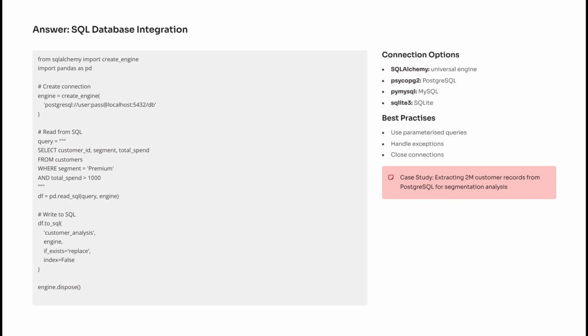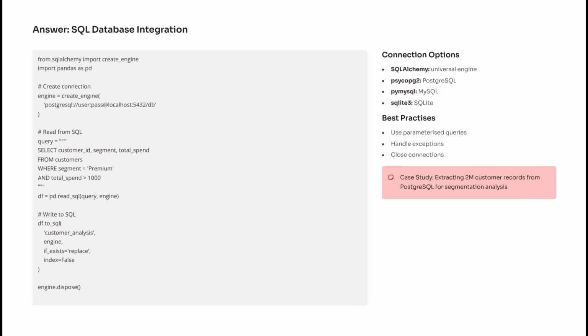Connection options and best practices. Depending on the database you're using, you can switch between connectors: psycopg2 for PostgreSQL, PyMySQL for MySQL, or even the lightweight sqlite3 for small SQL projects. A few best practices. Always use parameterised queries to prevent SQL injection, handle connection exceptions gracefully, and make sure to close connections when done, especially in pipelines.